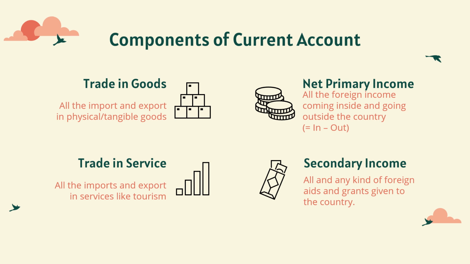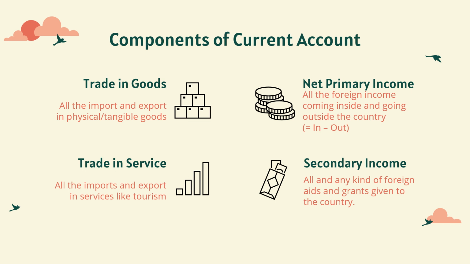Trade in goods are like all imports and exports in physical tangible goods. So goods that you can touch. For example, the Middle East exporting oil, you can touch that good, right? But then you also have trade in services, like all imports and exports in the service, like tourism. For example, I am going to Sri Lanka for a vacation, so I am importing the tourism in my country. All right, I'm importing that service.